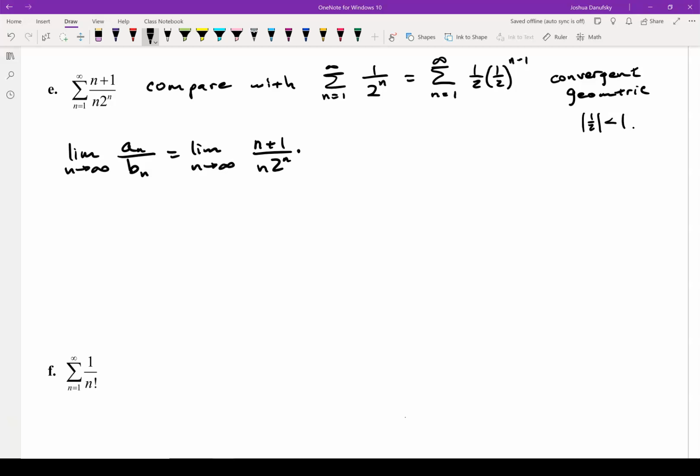We can rewrite that quotient as a sub n times the reciprocal of b sub n. And this, of course, simplifies to n plus 1 over n. And that limit is equal to 1, which is greater than 0. So once again, by the limit comparison test, either both series converge or diverge. And because our comparison series is a convergent geometric series, both series converge.